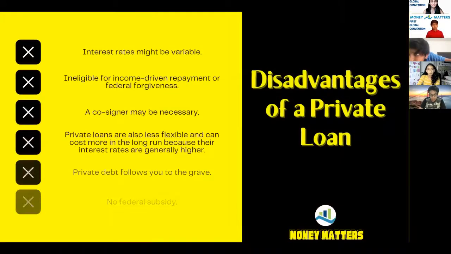In spite of the advantages, it definitely has disadvantages. Interest rates can vary, it is ineligible for payment based on income, and there is no federal forgiveness if there is a delay. A co-signer may be necessary, it is less flexible, and it can cost more in the long run because the interest rates are generally higher. Private debt still needs to be paid after death by the family of the deceased. No cash grants or loans can be taken from the government.